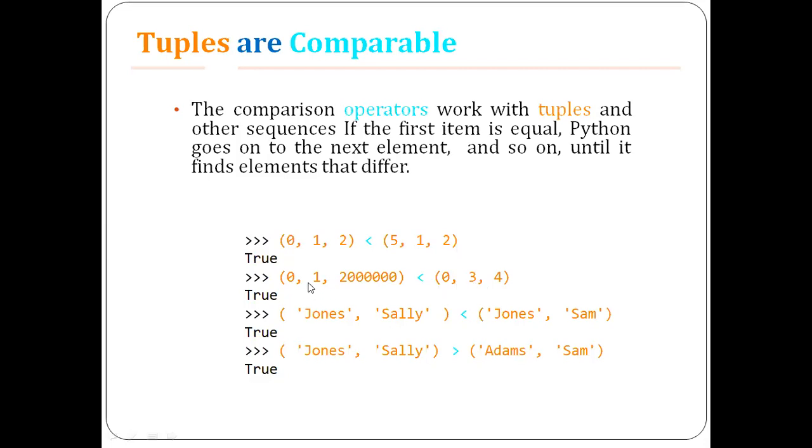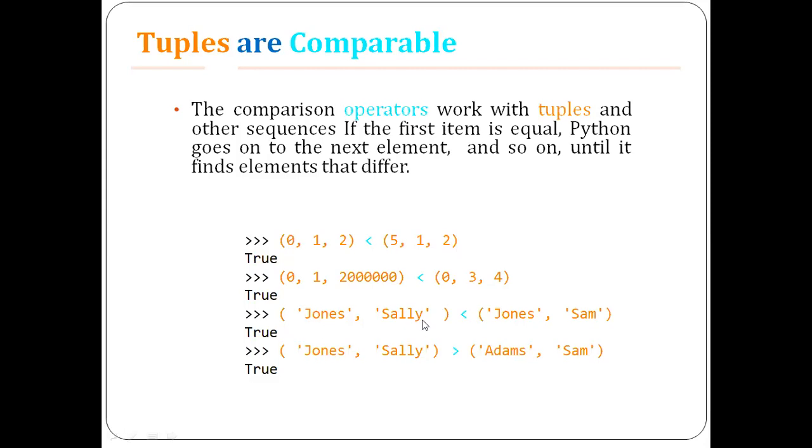0, 1, 20 lakh is lesser than this one. So 0 is compared with 0, they are equal, then 1 is lesser than 3, that is fine. In the first case itself 0 is equal to 0, so when 1 is lesser than 3, that's why it will print a true value. Once the condition is satisfied, it will print the value and it will not compare the remaining elements.